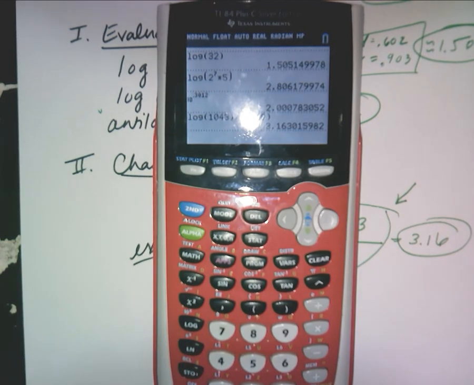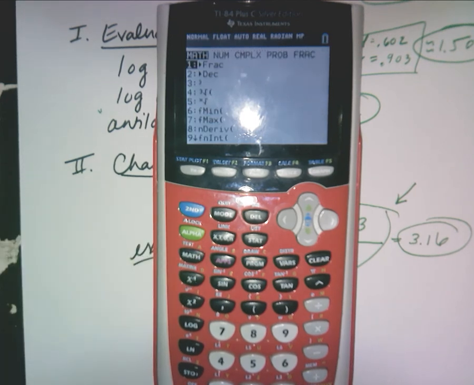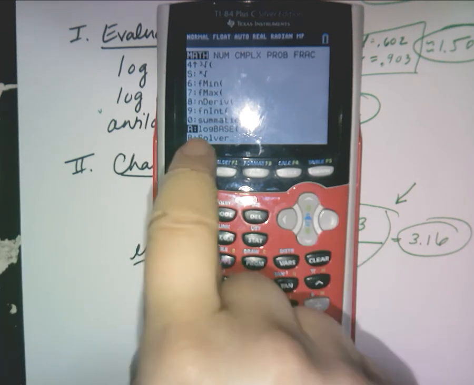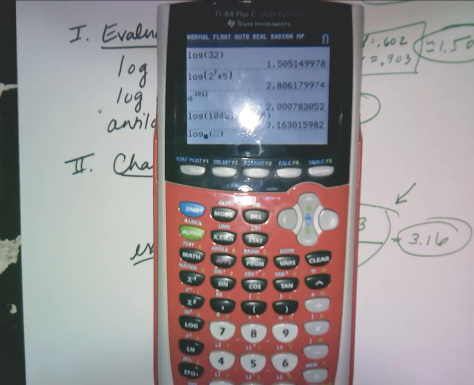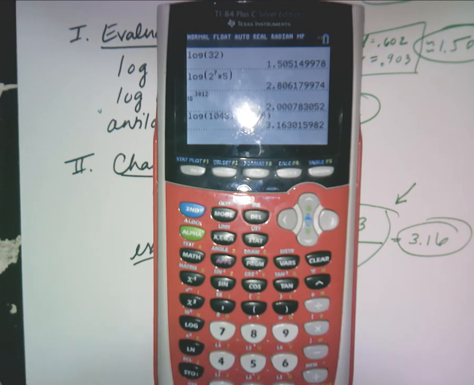Do you know that your calculator actually has log base inside of it? If you don't remember, you go to math and then go up to where it says log base, and it gives you the setup for it, and then you type a 9 here and a 1043 here, and you are going to get the same number. That's because these calculators are precious.